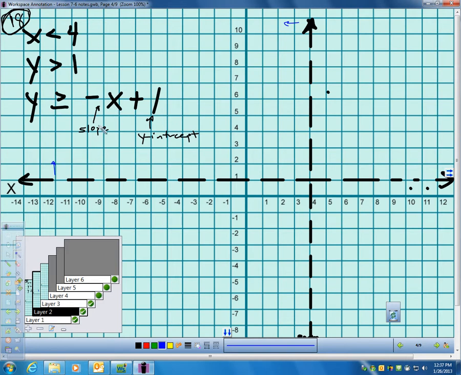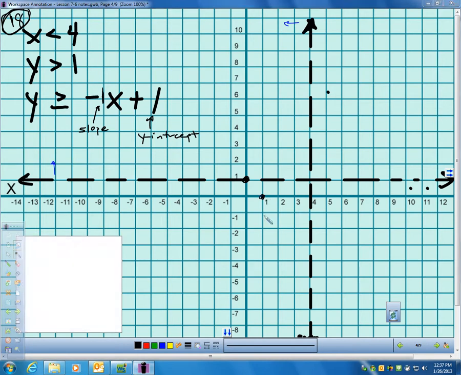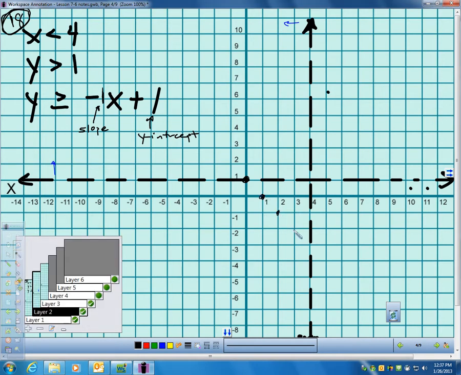And remember, this is in slope-intercept form. Right now, my slope is negative 1, and my y-intercept is 1. So I start at 1, and so there's my y-intercept. It's at 1. And my slope's negative 1. Down 1 over 1, down 1 over 1, down 1 over 1, and I want a bold line, so I have equals. Let's do that. And for this line, let's try 0, 0.